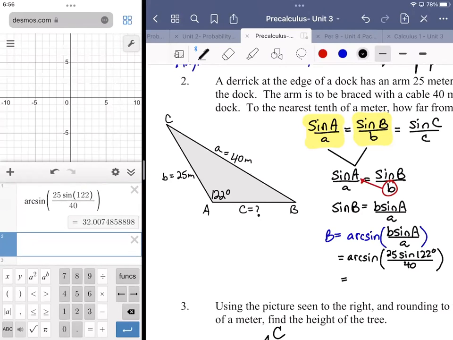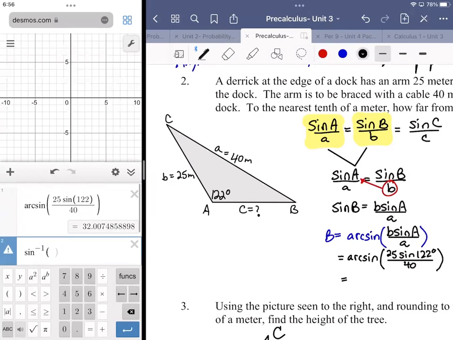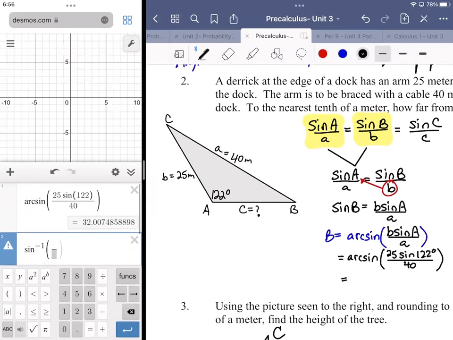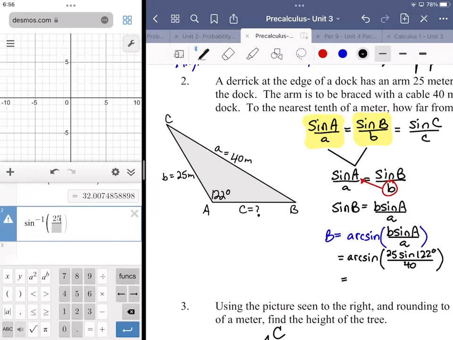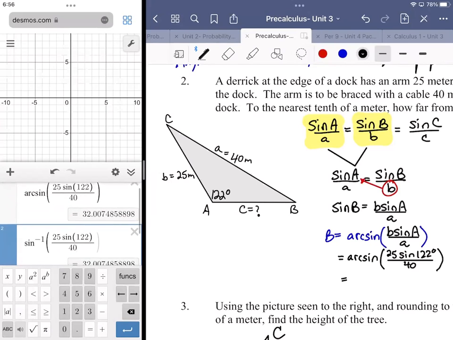And then let me just show you really quickly, because I've been saying this a bunch of times, but I haven't really backed it up, at least this class. I've been saying that arc sine and inverse sine mean the same thing. So let me just justify that real quick. If I did inverse sine 122, 25 sine 122 over 40, you see I get the same value. All right. They mean the same thing. Bottom line is, I now know angle B. Angle B is equal to 32-ish.